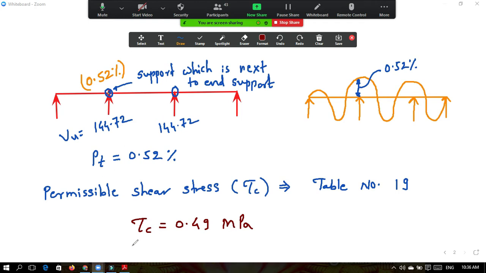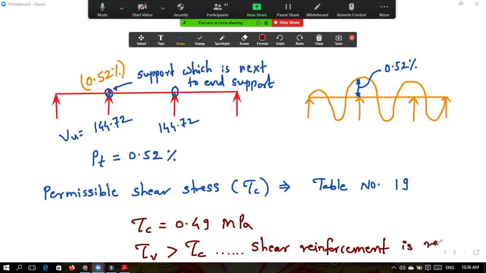Okay, so here I can write now: tau v is greater than tau c means shear reinforcement is required. The meaning of this is that shear reinforcement is required. Okay, so if you have finished up to this point, I will switch on to the next. Is it complete? Have you completed?